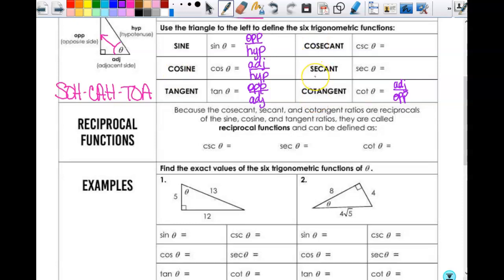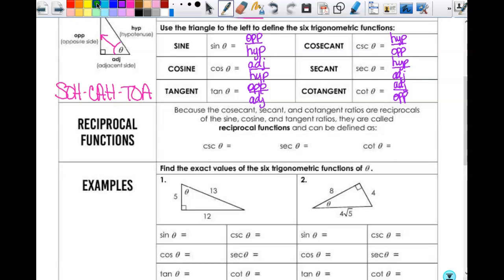There's only one co for every pair. So secant is the reciprocal of cosine. That makes it hypotenuse over adjacent. And then cosecant is the reciprocal of sine, and that makes it hypotenuse over opposite. So each pair, the ratio and its reciprocal, there's only one co in each set of names. That makes it pretty easy to remember these. Okay? Everybody okay with that?